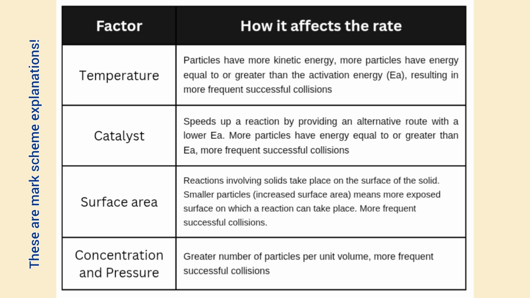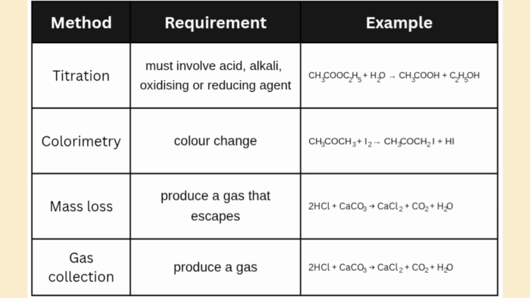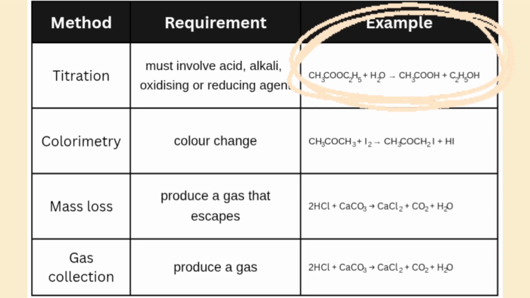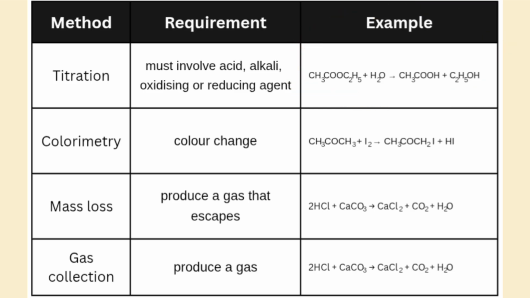Another thing you need to be aware of are some of the ways that rate of reaction can be monitored through experiment. Any reaction that involves an acid, alkali, oxidizing or reducing agent can be monitored by titration. In this example, we produce an acid, so we can monitor the concentration of this over time and therefore find the rate. In the second example, we are going from a colored substance, iodine, to colorless substances in the products. And in the last 2, we have a reaction that forms a gas.